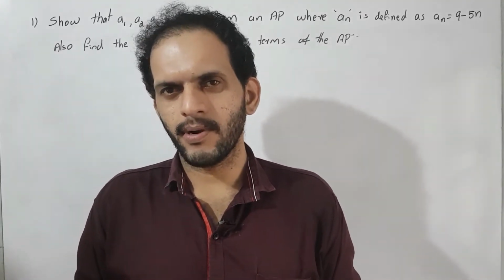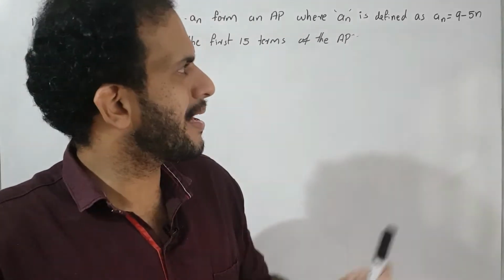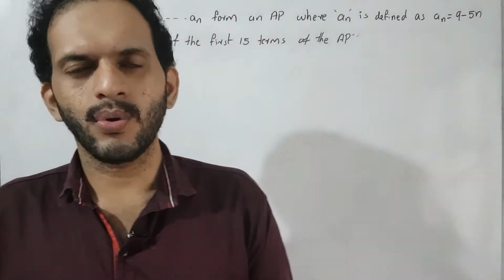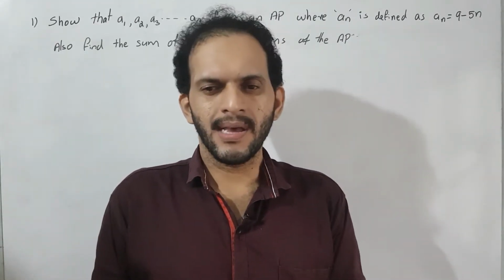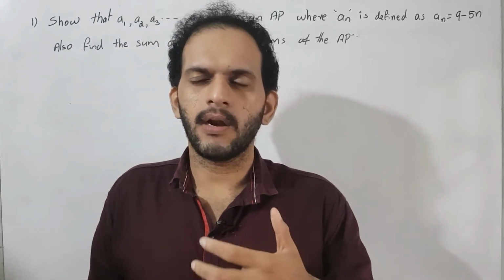Then here, what is the difference? Here an AP is not given. What is given? An is given. An is equal to 9 minus 5n. So this one is another application of an. Here, an is equal to 9 minus 5n is a general form of an AP.